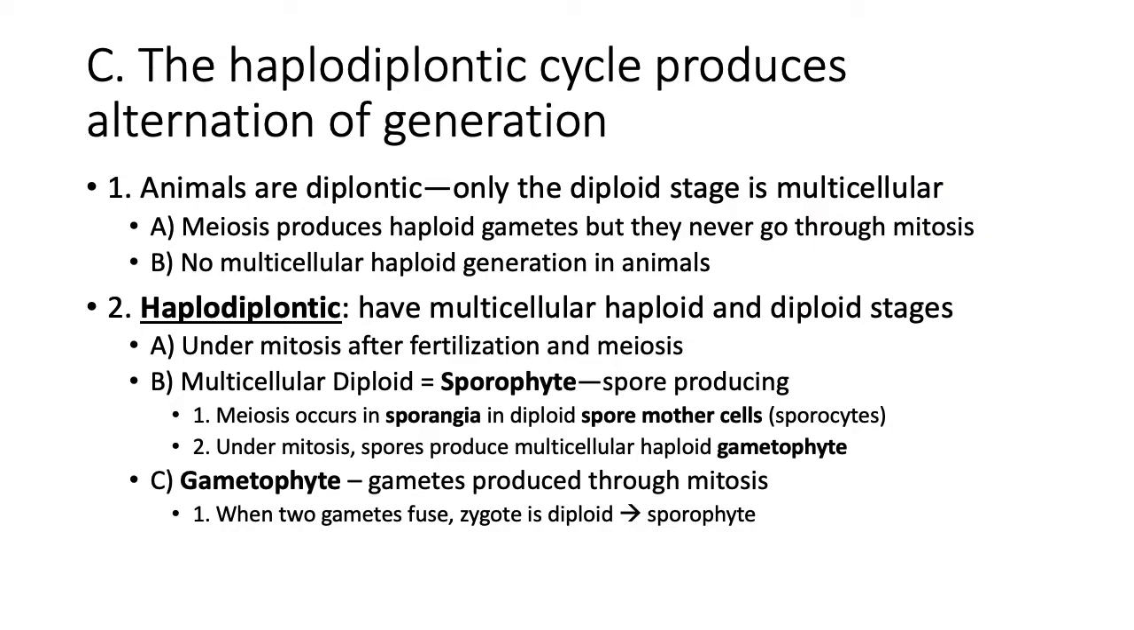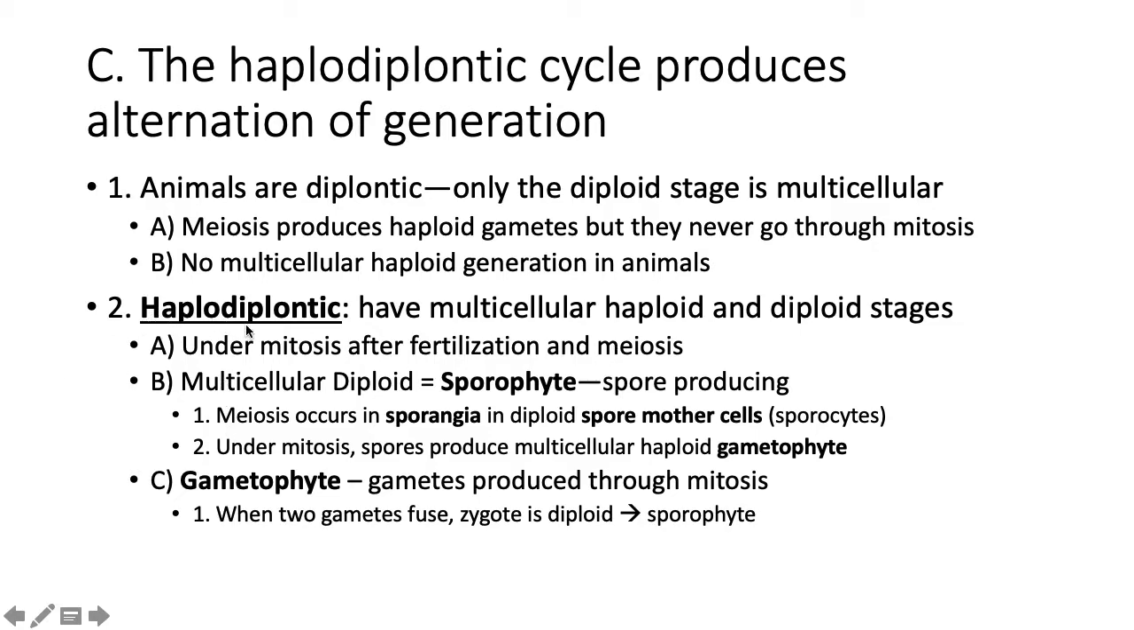Okay, so the haplodiplontic cycle produces the alternation of generations, going from haploid to diploid states. Now, animals are diplontic. That means that only the diploid stage, the full set of chromosomes, is multicellular. We have meiosis that produces our haploid gametes, but these gametes never go through mitosis to become multicellular. They remain individual cells, and then they fuse and become diploid. So there is no multicellular haploid generation in animals. Plants, on the other hand, do have multicellular haploid states.